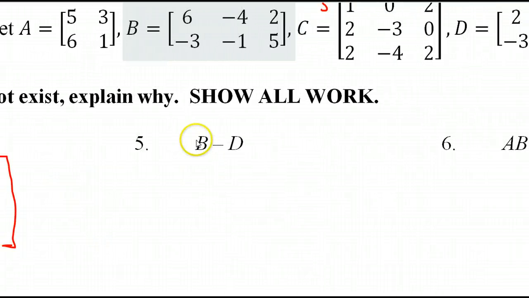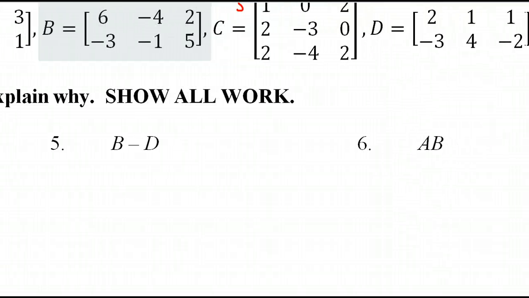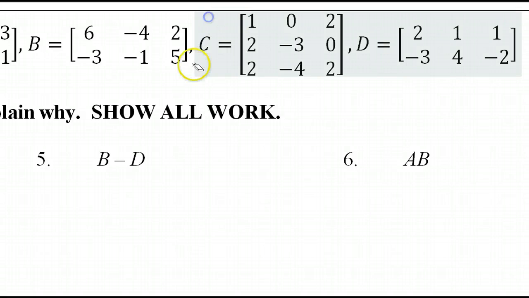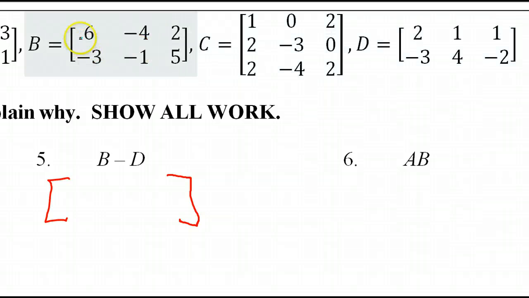For number 5, we're supposed to do B minus D. All right, keep in mind that it's only possible if the dimensions are exactly the same. And they are exactly the same, so we should be able to do this. So B minus D should be another 2 by 3 matrix. And we'll just subtract element minus element. Okay, so 6 minus 2 is 4. -4 minus 1 is -5. Okay, 2 minus 1 is 1.